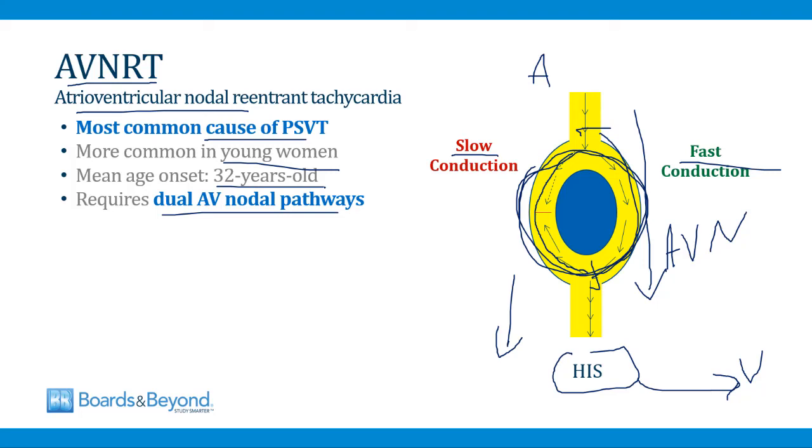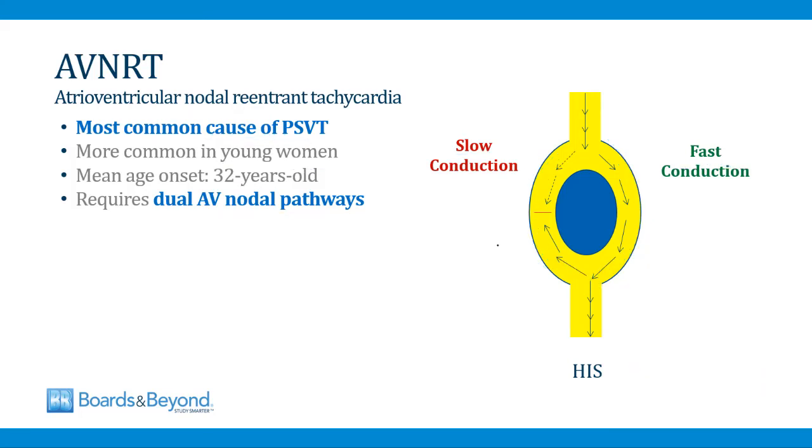I've cleared away my ink so I can show you one of the hallmark features of AVNRT on the ECG, and that is the presence of retrograde P waves. So when a person develops AVNRT and there is a circuit of electricity going around the AV node, that circuit of electricity will send electrical impulses down to the ventricle, causing a tachycardia. But some electrical impulses will also go backwards up to the top, which is where the atria is.